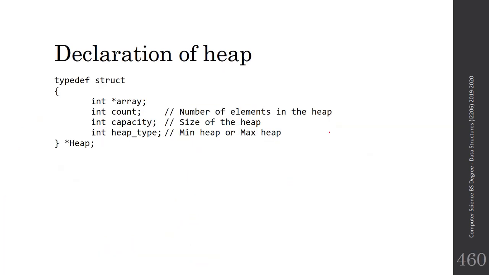So to define a heap, we need an array. This is the dynamically allocated array. We have the capacity, which is the maximum capacity of the heap. For example, it can contain 20 elements. However, when we have a limited number of elements, we'll have a count. The count is the current number of elements in the heap, and the heap type is either minimum or maximum, so just 1 or 2 depending on the type of the heap.